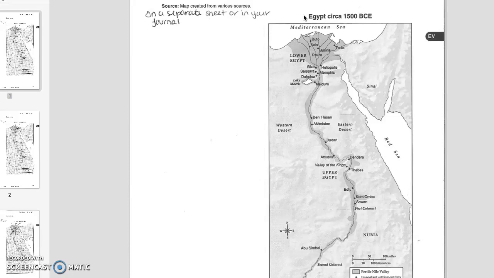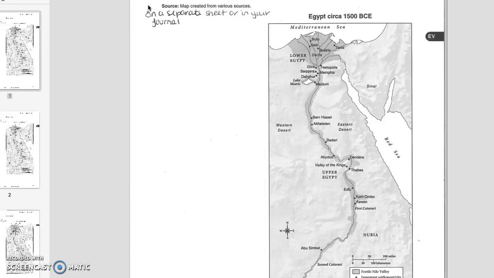Next, find the source of the visual and determine where it came from, who created it, and when it was created. Also, look for any other information that would be relevant to the visual. For this map, we can see that the source is at the top of the page. It says that this map was developed by various sources. We cannot get any more information.